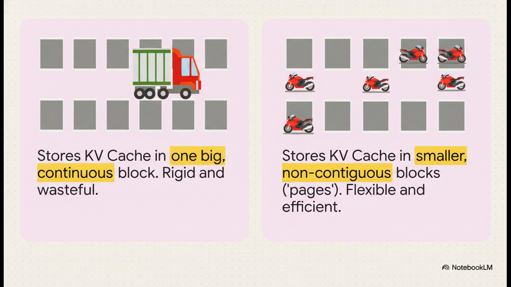The old way was like trying to find one gigantic parking spot for a massive 18-wheeler right in the middle of downtown. Good luck with that. Paged attention, on the other hand, breaks that big, clunky KV cache into lots of small, standard-sized blocks. So instead of an 18-wheeler, you've got a whole fleet of motorcycles, and you can just zip them into any little open parking spot you can find. It's flexible and way, way more efficient.